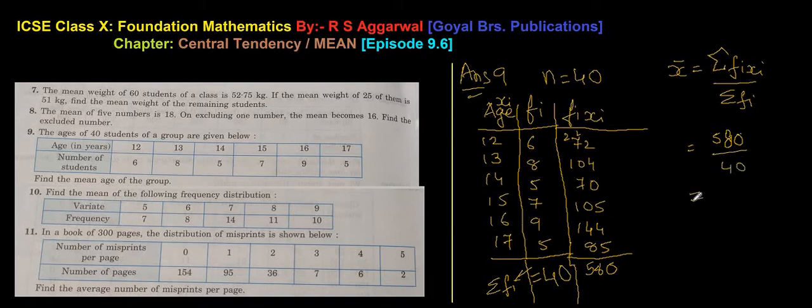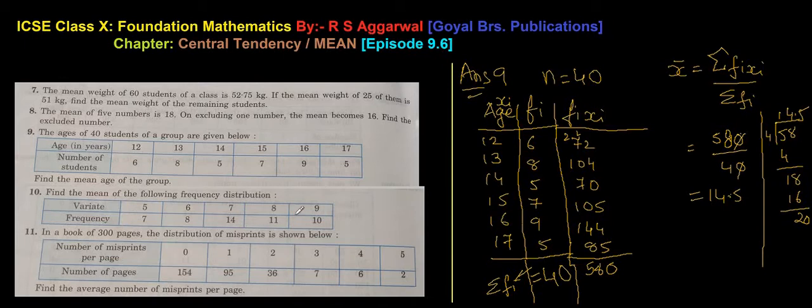So how much does it come up to? Calculate and tell me. 580 divided by 40. This zero and this zero cancel. Whatever calculation you want to do, you need to do it in your right hand side column. So here divide 58 by 4. 4 ones are 4, here 1 and 8. So 4 fours are 16. Here 2, 0. So 5. So the answer is what?